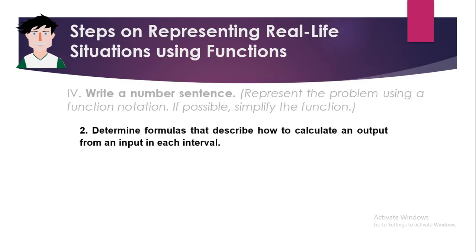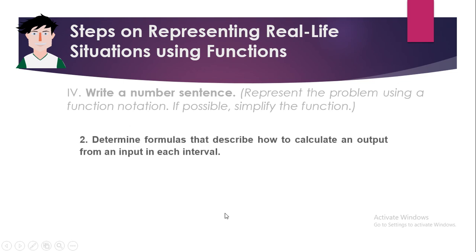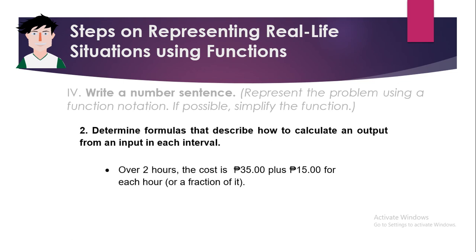Second sub-step, determine formulas that describe how to calculate an output from an input in each interval. The first interval, the parking fee is 35 pesos for the first 2 hours. So the formula will become the constant 35 if t is greater than 0 but less than or equal to 2. So that is the first interval. Second, the second interval, over 2 hours, the cost is 35 pesos plus 15 pesos for each hour or a fraction of it.